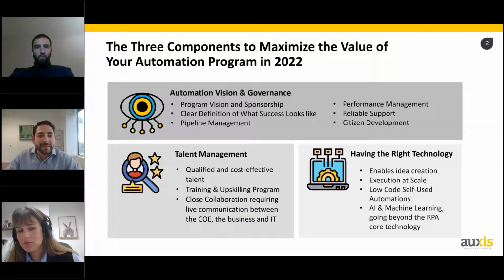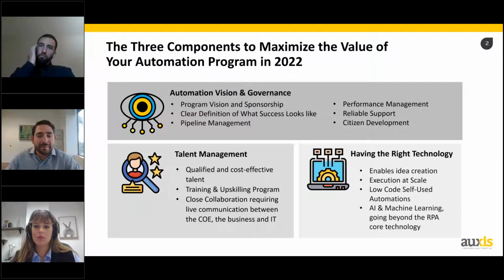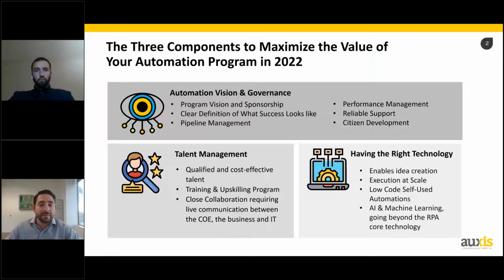One of the key things we wanted to discuss, as the topic is maximizing the value of your UiPath program, is what we think are the key pillars to making that happen. One of them is having the right automation vision and governance around your program. If you don't have the right strategy and vision for what automation and RPA really means for your organization, you're going to end up with project-based work that is really hard to scale across your organization and to drive the true benefit of automation.